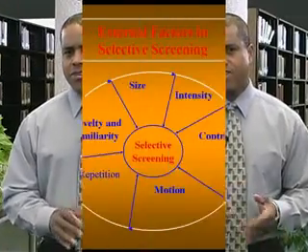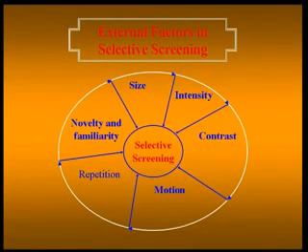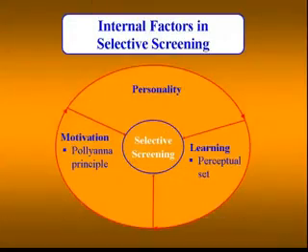External factors in the selective screening process, we have several factors. We have size, intensity, contrast, motion, repetition, and familiarity. Think about that in the selective screening process. All those factors are involved. The internal factors in selective screening, we have personality, learning, which involves the perceptual set, and we have motivation, which involves the Pollyanna principle, and of course the Pollyanna principle only looks at positive events that form a perception.